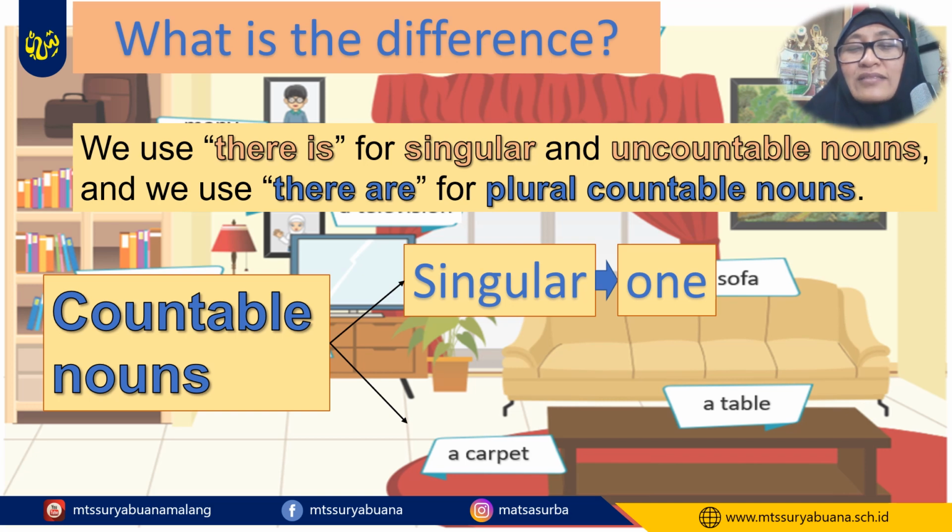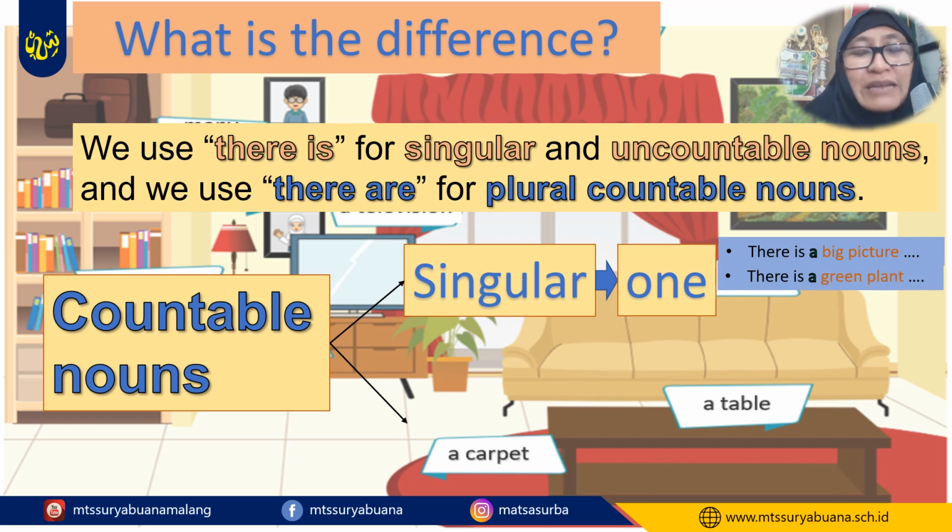Right, now look at the examples. Number 1, there is a big picture. Okay, there is only one big picture. Okay, now there is a green plant. Right, it means that in the living room, there is only one green plant. Next, there is a bookshelf. How many bookshelves? Only one, right? So there is only one bookshelf in the living room.